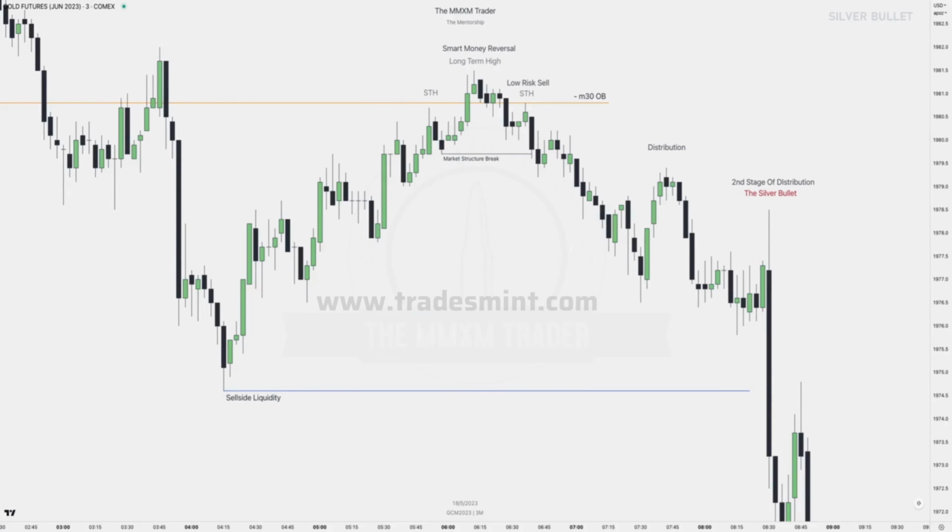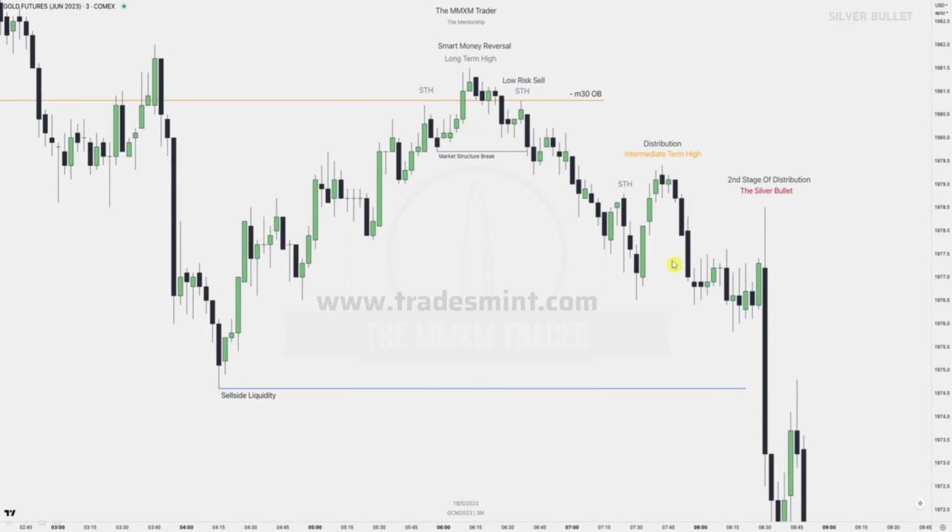Annotating market structure, short-term high to the left of it, and in that smart money reversal we got that long-term high, right? So short-term high to the left and a short-term high to the left of it, then we have that long-term high and then a short-term high to the right of it, which is in this occasion the low risk sell. Now we're breaking down structure, confirming sell side of the curve, right? Then forming distribution phases over here.